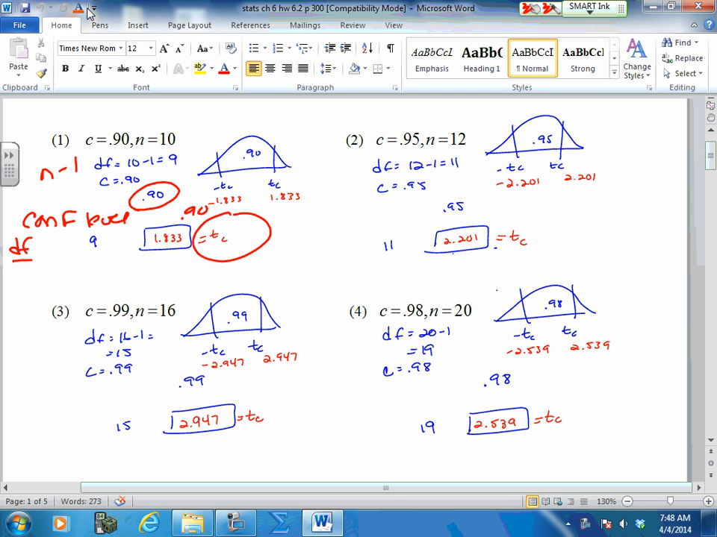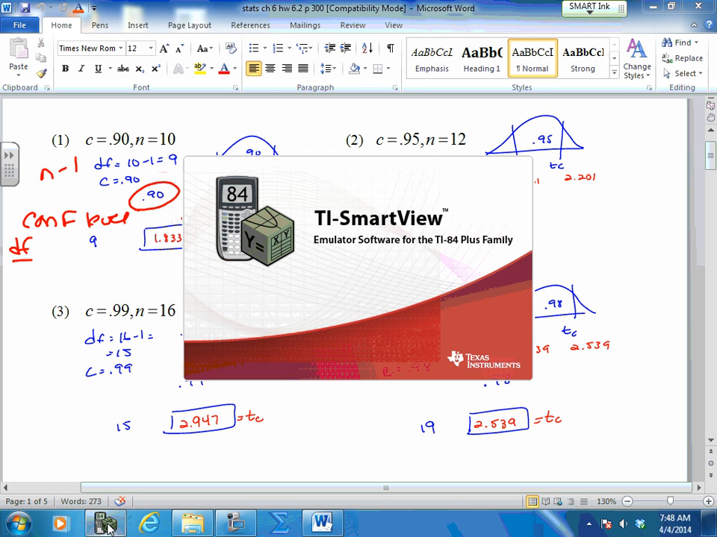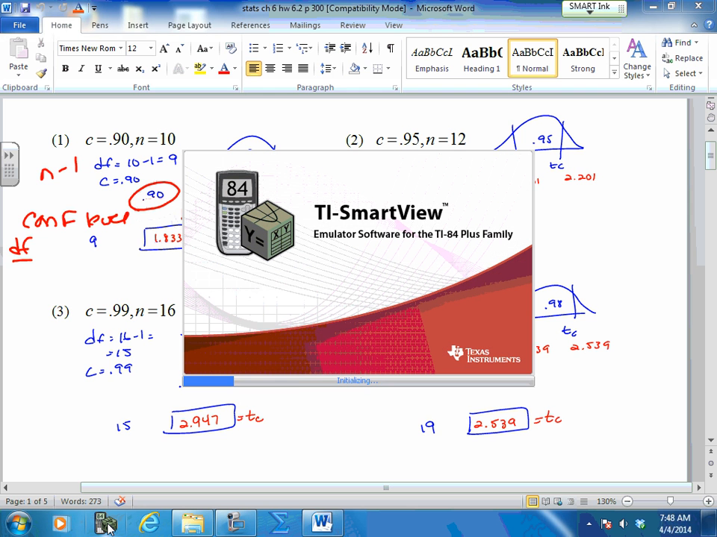Now, if you do this on your calculator, just like you did inverse norm, you can do inverse T. It's really nice on your calculator. Go to second VARS, and right underneath inverse norm, it says inverse T. For those of you that like the calculator, I happen to like the table on this one. I think it's quicker because it says it across the top and down the side, and you pretty much have to enter that same exact information into your calculator.